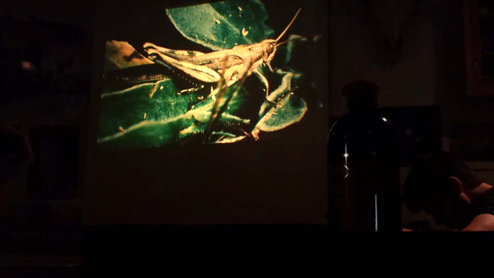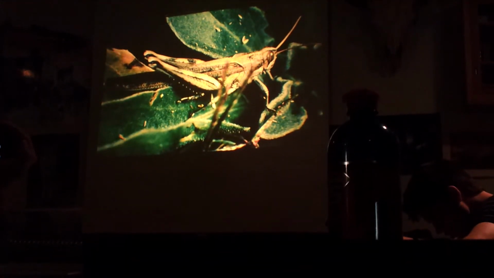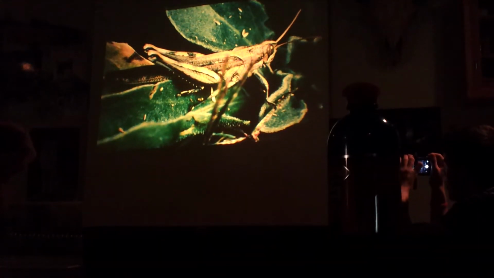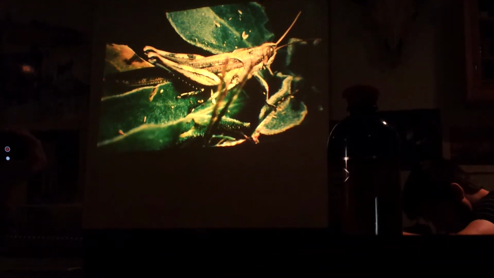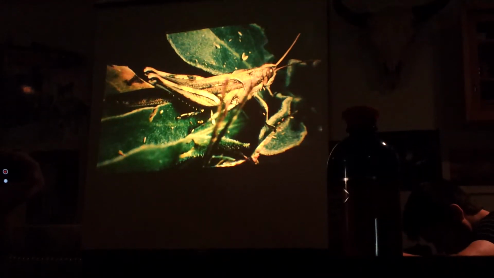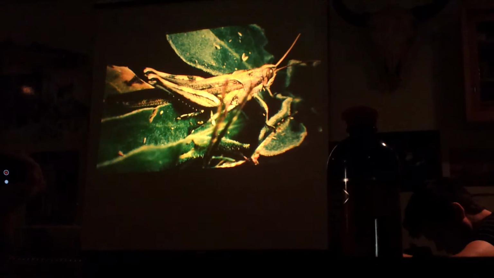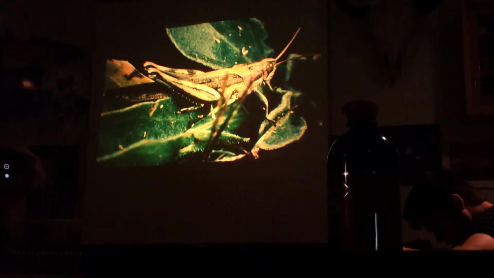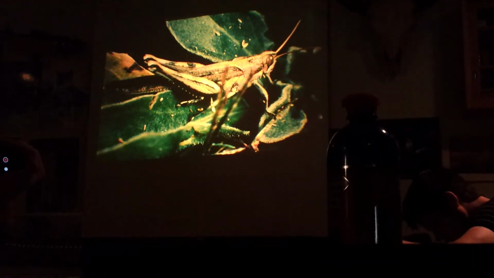Phylum, Arthropoda. Subphylum, Hexapoda. Oh, sorry, subphylum means six legs, Hexapoda. Class, Insecta, and order Orthoptera: grasshoppers, crickets, walking sticks. Sometimes they include cockroaches in that.